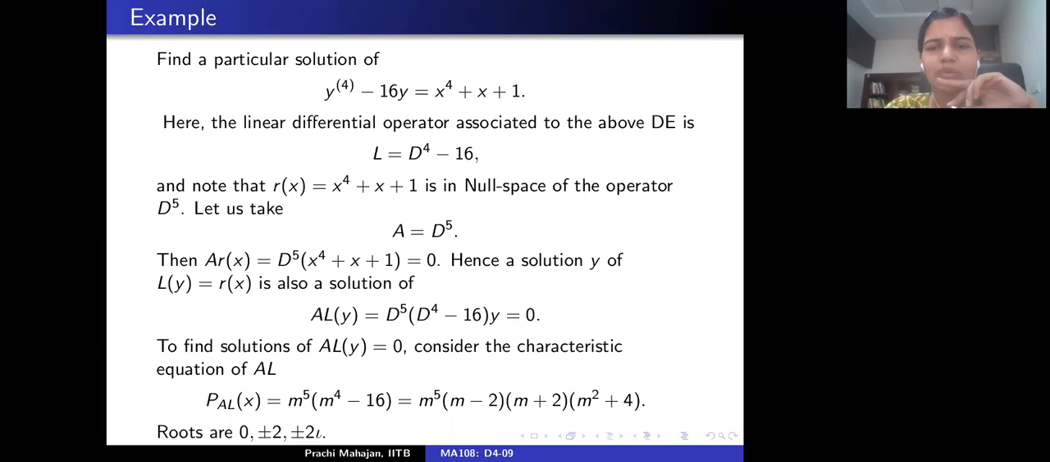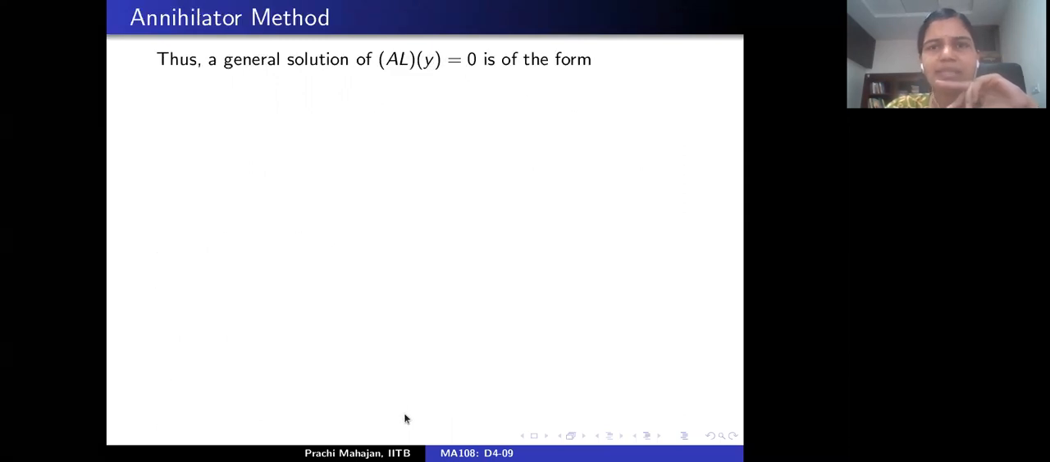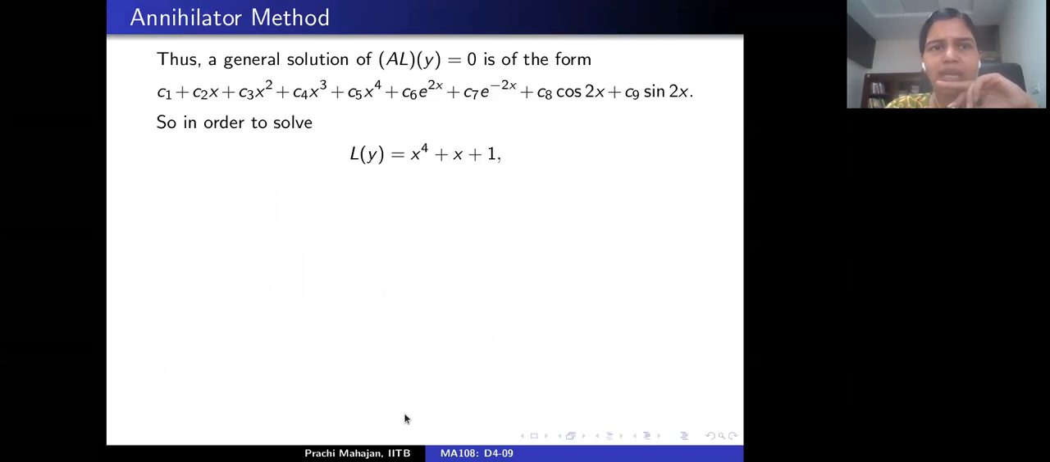Now let me write down the general solution of the homogeneous equation ALy equal to 0. The terms 1, x, up to x to the power 4 come from the operator D^5. Then exponential 2x comes from the operator D minus 2, exponential minus 2x comes from the operator D plus 2, and the trigonometric terms come from D^2 plus 4. Is that correct? Yes, ma'am.